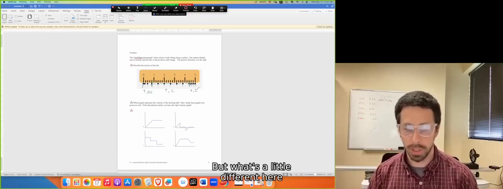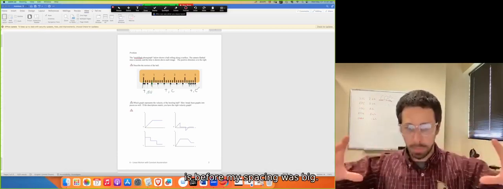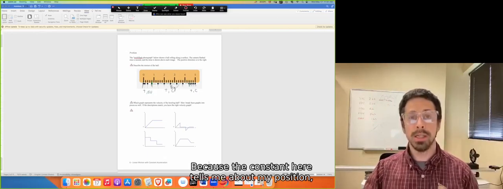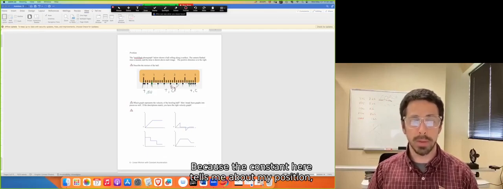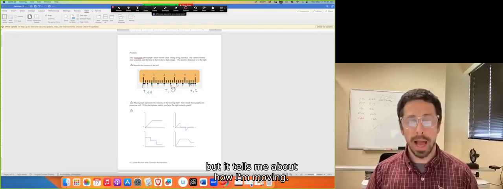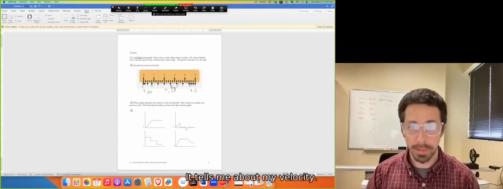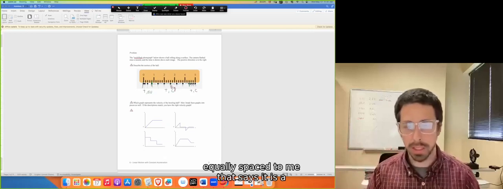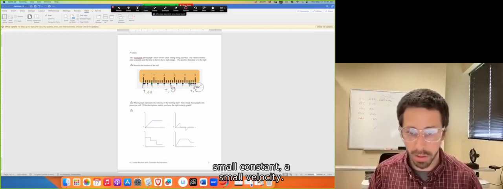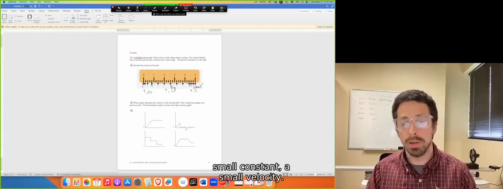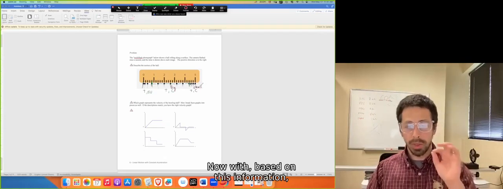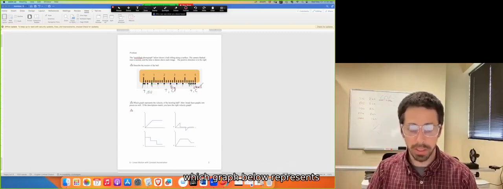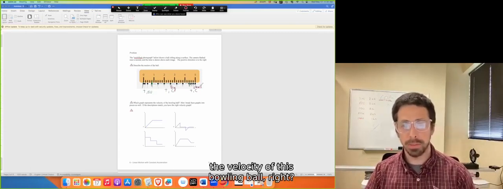But what's a little different here is that before, my spacing was big, so this would be a big constant. The constant here tells me not about my position, but about how I'm moving. It tells me about my velocity. Then over here, as these are smaller together, equally spaced, to me that says it is a small constant, a small velocity.